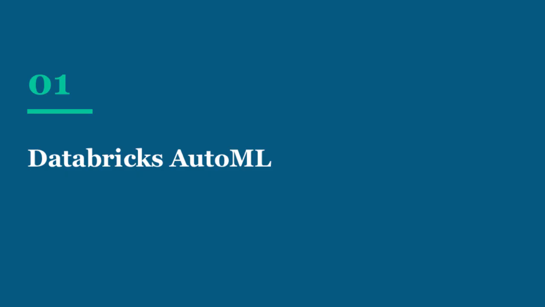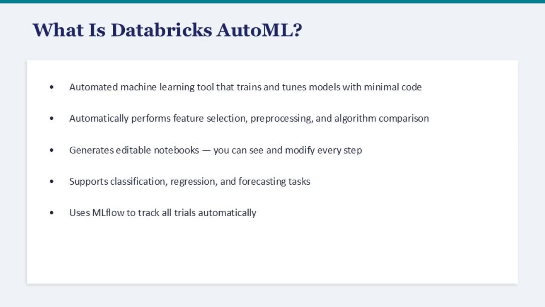We'll begin with AutoML, what it does, how it works, and the specific advantages the exam asks about. What is Databricks AutoML? So Databricks AutoML is an automated machine learning tool that trains, tunes, and compares models with minimal code on your part. It automatically handles feature selection, data pre-processing, and algorithm comparison. You can point it at your data and tell it whether you are doing classification, regression, or forecasting, and it will do the rest for you.